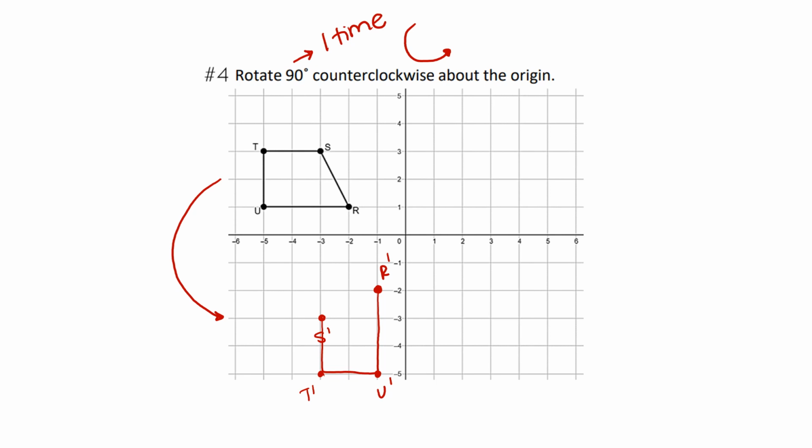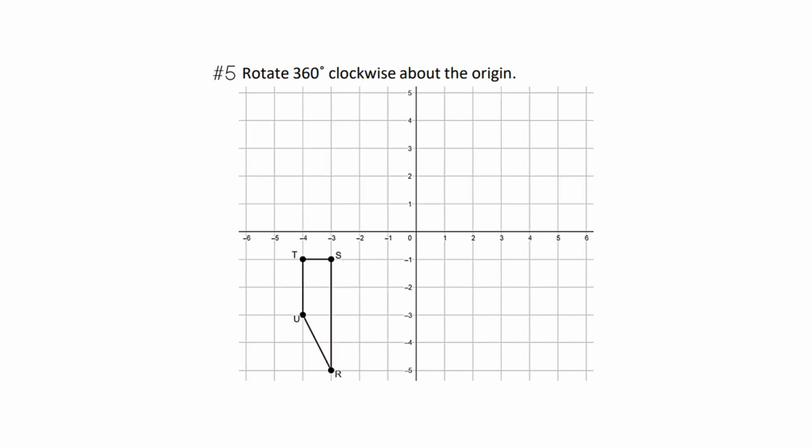Connecting our dots, you can see that the quadrilateral is still the same size and shape, but that it has turned sideways. Number 5, rotate 360 degrees clockwise about the origin. The number 360 degrees means 4 times. Clockwise tells us to go to the left around the coordinate plane.